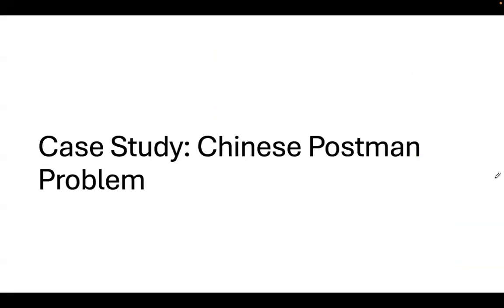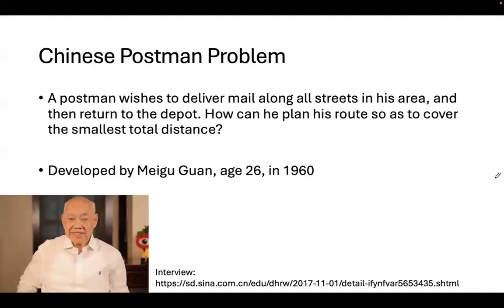Okay, so there's a problem that the solution to which kind of combines these two algorithms, which we talked about today, which is the Chinese postman problem. The problem is a postman wishes to deliver mail along all streets in his area and then return to the depot. How can he plan his route so as to cover the smallest total distance, right? So still minimizing.